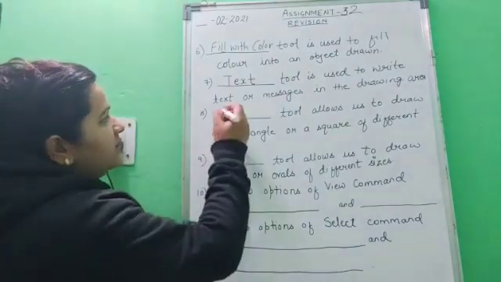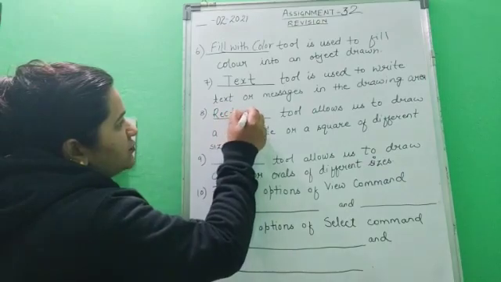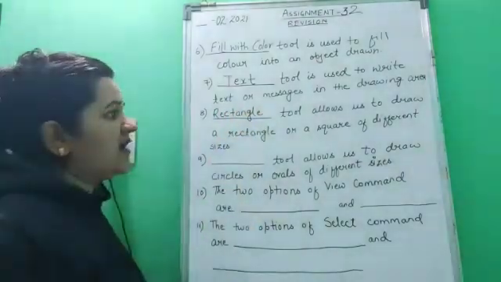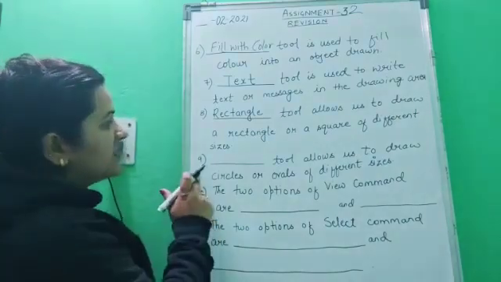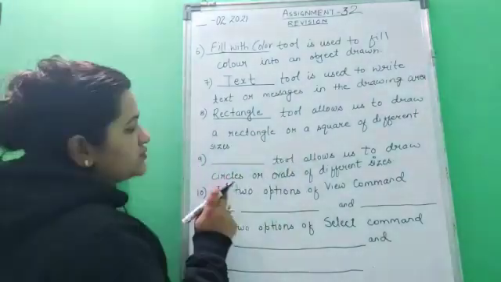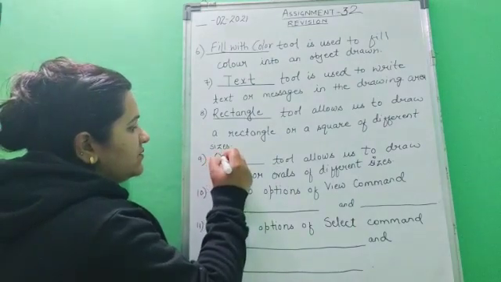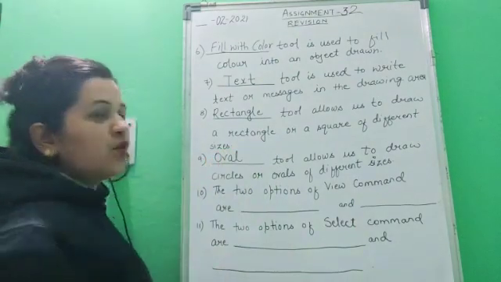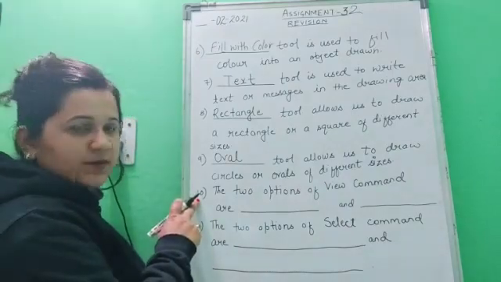So children, write down rectangle tool. Okay, with the help of rectangle tool, we can draw rectangles and squares of different sizes in our drawing area. 9th, dash tool allows us to draw circles or ovals of different sizes. So write down oval tool.